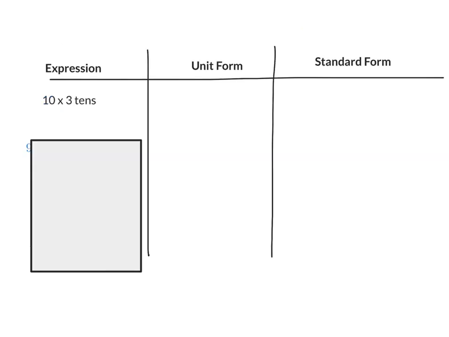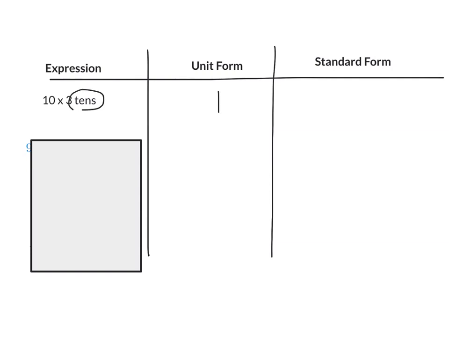So sometimes we're going to be given an expression. An expression is like a math sentence. So here we want to make 10 copies of 3 tens. Okay? And then we're going to have to write it in unit form and then standard form. So to write it in unit form, you keep the unit the same. What unit is given to you here? What place value unit is here? Everyone? Tens. So we're going to keep it the same.